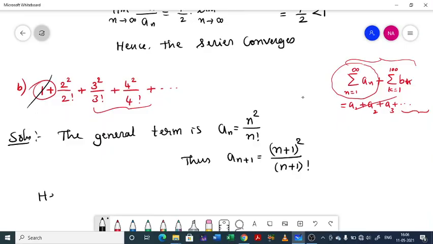Hence a_{n+1} divided by a_n equal to a_{n+1}, that means (n+1)^2. See, a_{n+1} into 1 by a_n I will write. (n+1)^2 divided by (n+1) factorial into 1 by a_n. 1 by a_n means n factorial by n^2.